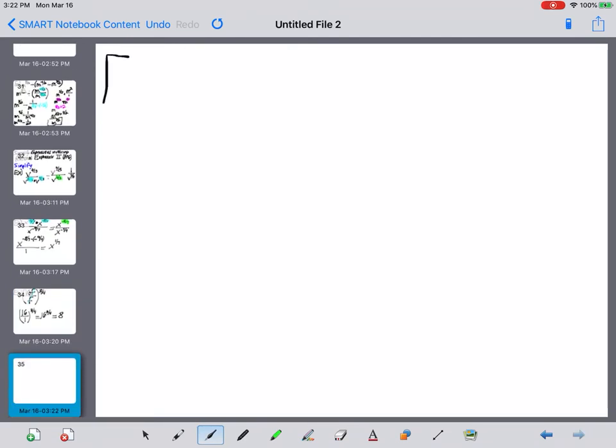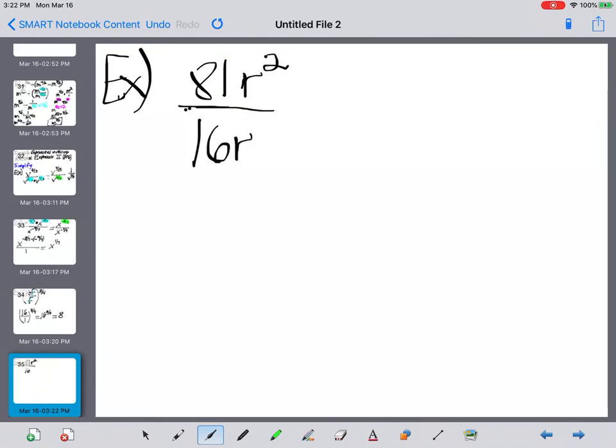Okay, one more example. All right, so let's make this one a tough one. Let's do 81 r to the 2nd over 16 r to the 5th. And let's do this whole thing here to the 3/4 power.